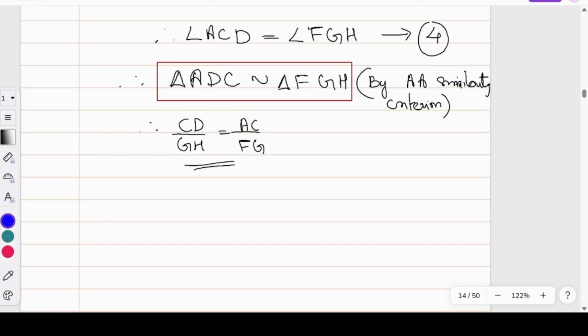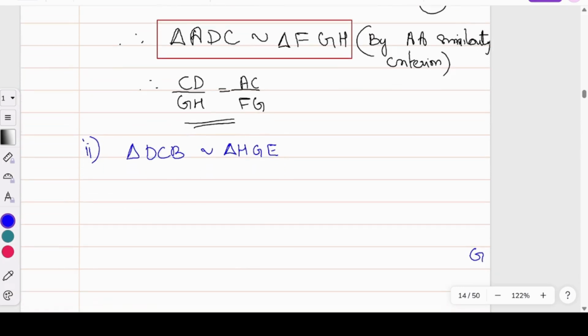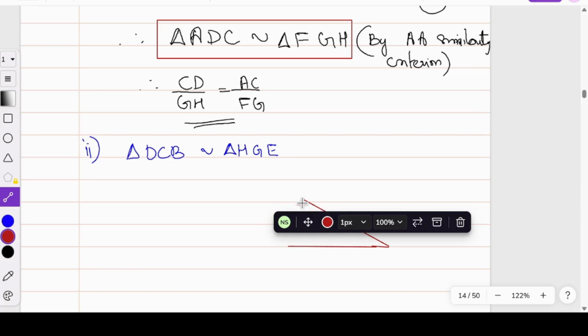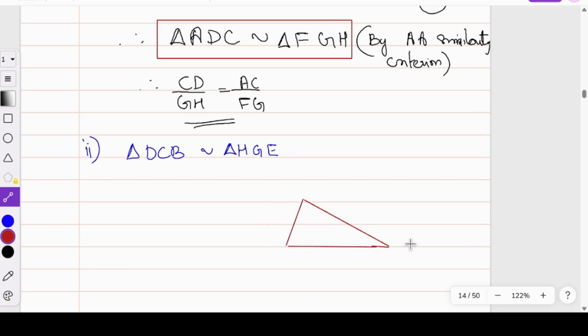Now let's do the second part of the question. Same question, second part. In the second part, we have to show that triangle DCB is similar to triangle HGE. In this part, let me draw these triangles separately: triangle DCB and triangle HGE. This is triangle DCB and let this be the triangle HGE.